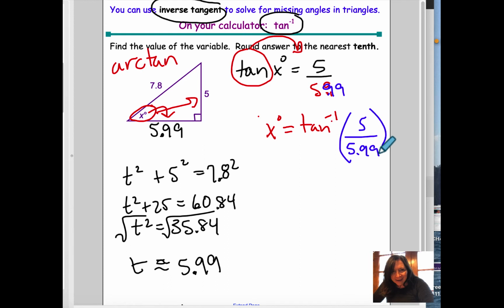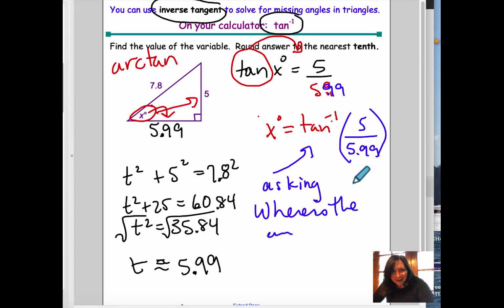5.99, and then close the parentheses. So we are looking for arctangent. And when you're doing an arctangent, an inverse, what you're actually asking is this one thing. You're asking, where is the angle that satisfies this equation? So I'm asking for the angle. What is the angle? Where is it? So in order to find that angle, I have to do the arctangent.